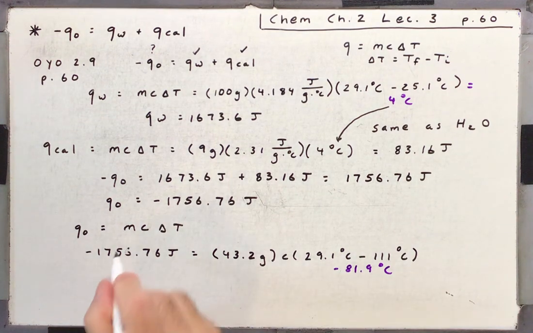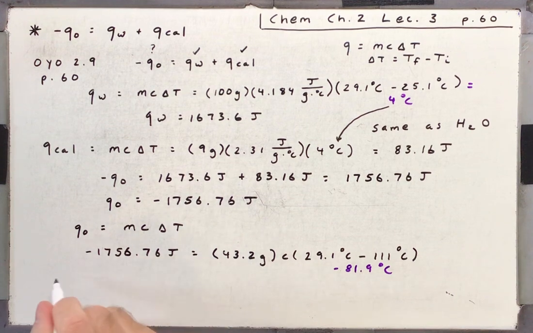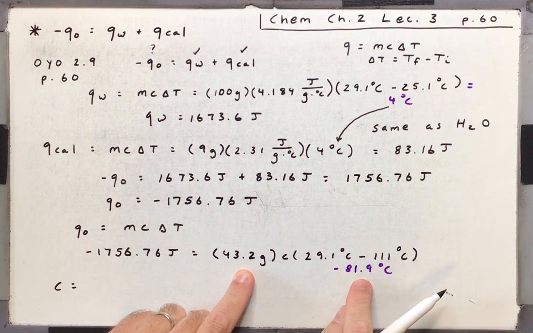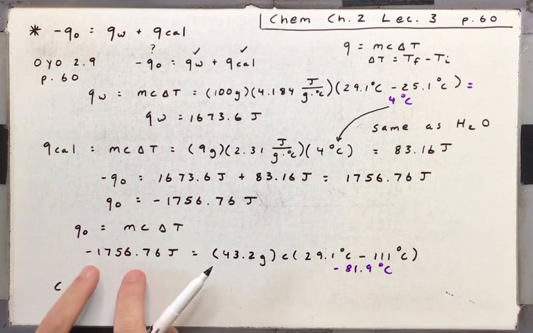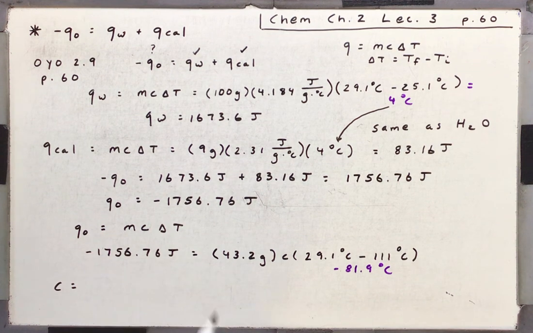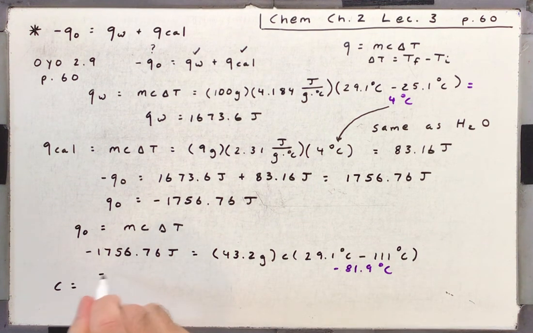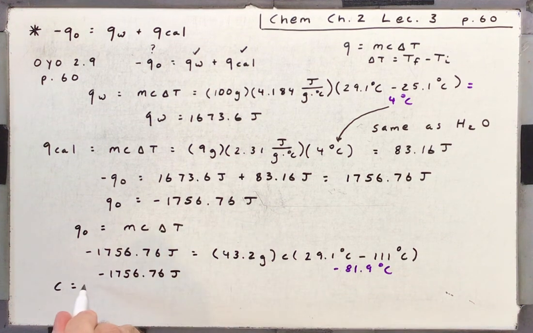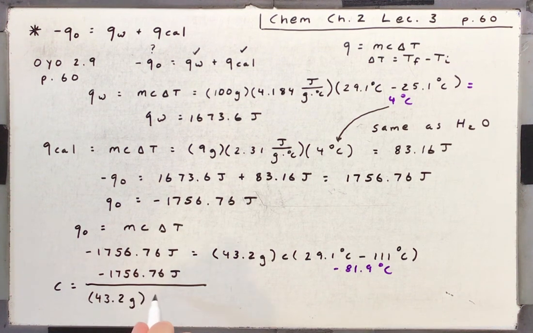Okay, finally we're going to solve for C. This is the last step. I'm going to bring the 43.2 and the negative 81.9 underneath the negative 1756.76. That's the algebra. We're going to divide both sides by these numbers. So C is going to be negative 1756.76 joules divided by 43.2 grams times negative 81.9 degrees C. I'm doing two sets of parentheses. That's not how we're going to do it in our calculator.